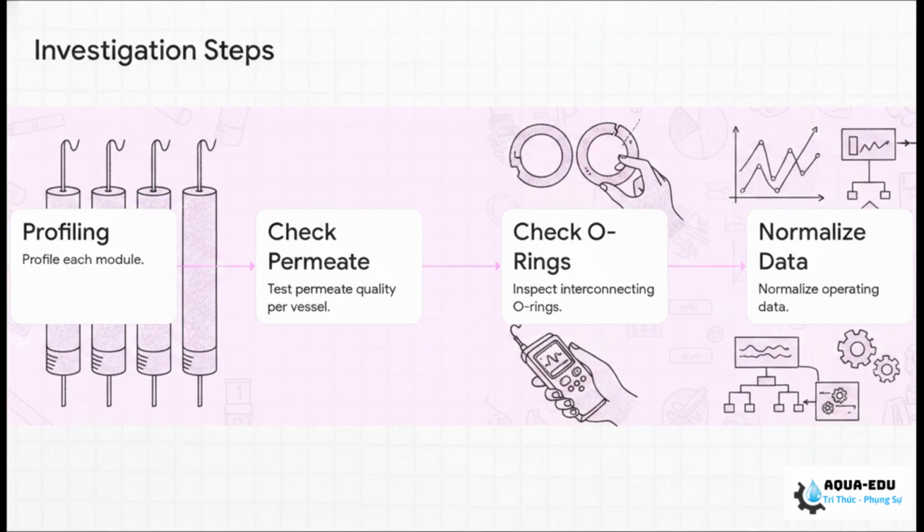The troubleshooting manual outlines a very clear veteran approach here. First, perform module profiling. We physically probe individual pressure vessels to measure the exact permeate quality. Once you find the bad vessel, always inspect the interconnector O-rings before you go blaming the membrane itself. Honestly, you'd be amazed how often high conductivity is just raw water bypassing a torn 50-cent piece of rubber. After that, make sure you normalize your operating data to see the true picture.